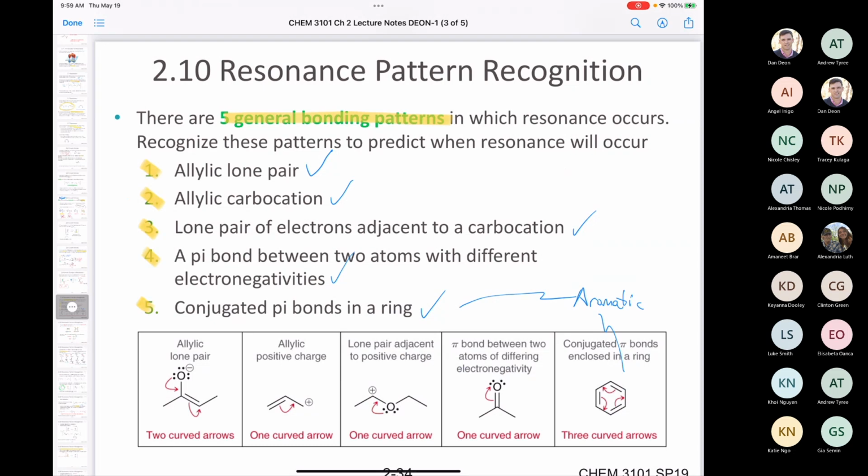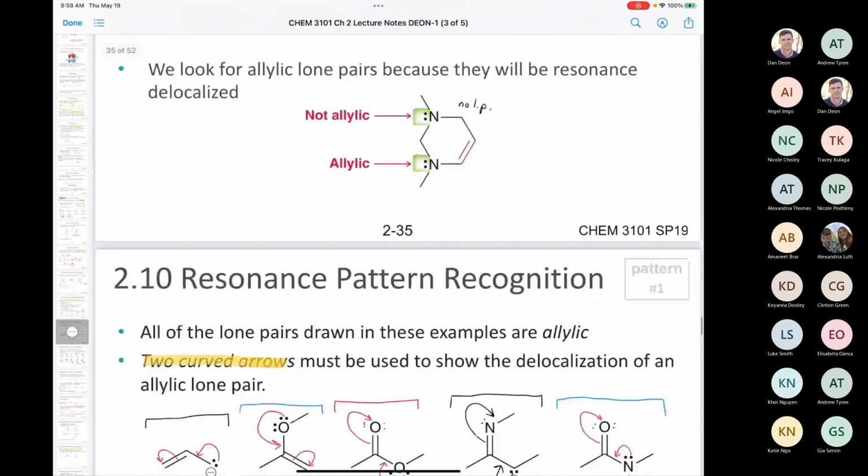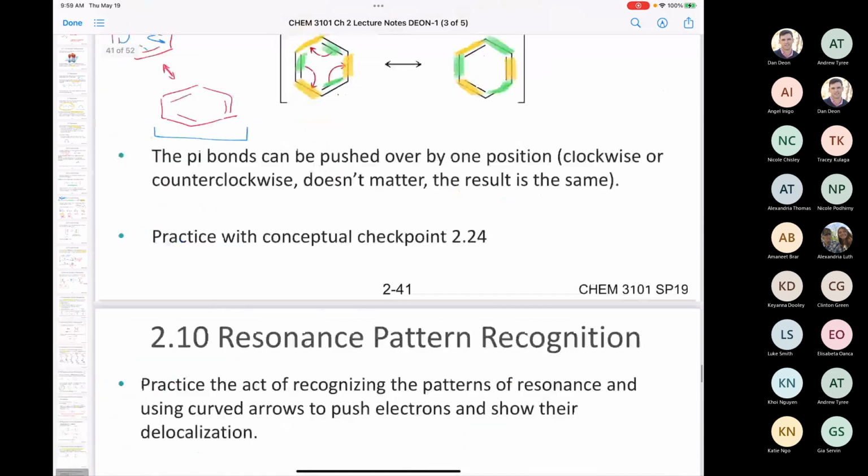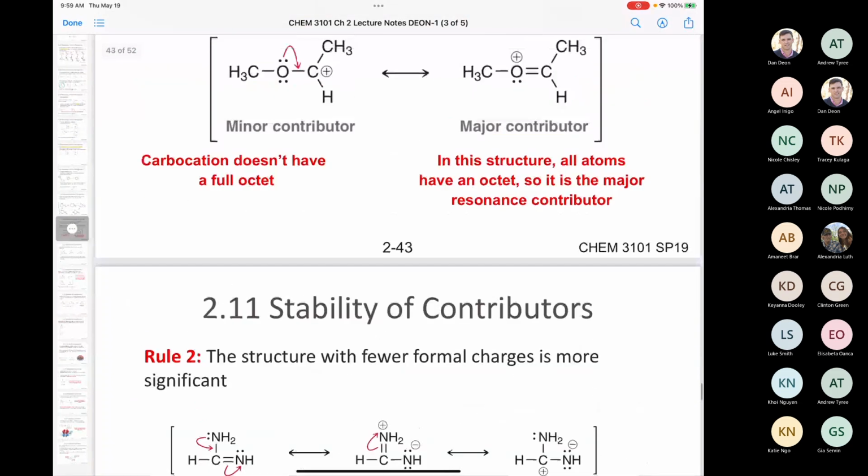All right, well, let's move on from there. And let's move into section 2.11. So let's go all the way through this. We've already covered all this.